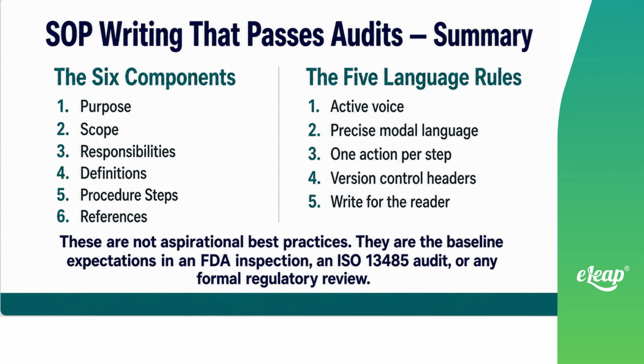Let's bring this together. Writing a standard operating procedure that satisfies regulatory scrutiny requires 6 core components: purpose, scope, responsibilities, definitions, procedure steps, and references. It requires disciplined use of regulatory language, specific and measurable action steps, and a formally documented approval workflow. And it requires a direct connection to your training system that creates traceable, version-specific evidence of employee competency. These are not aspirational best practices. They are the baseline expectations in an FDA inspection, an ISO 13485 audit, or any formal regulatory review in a quality-critical environment.